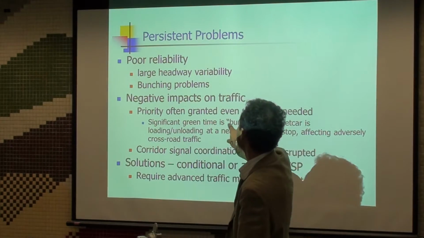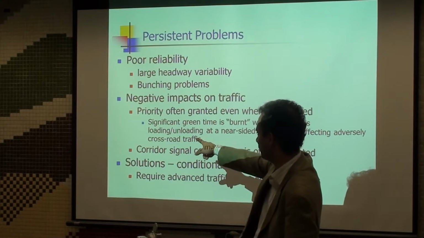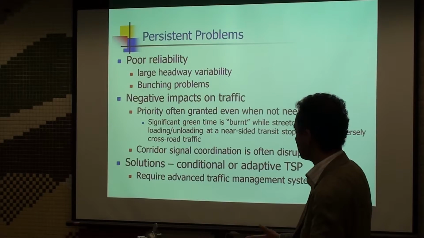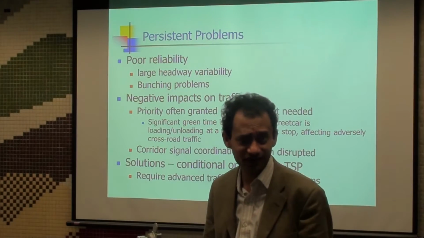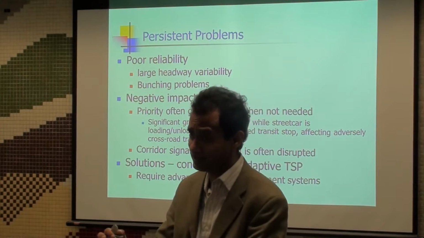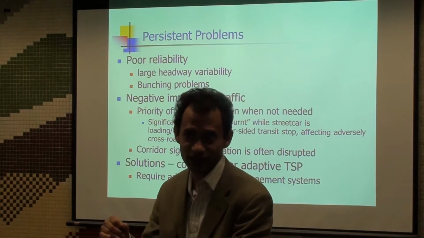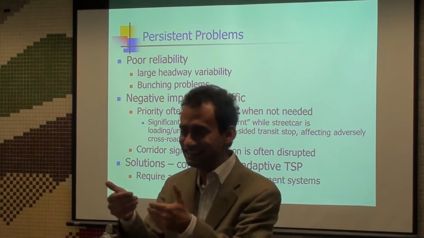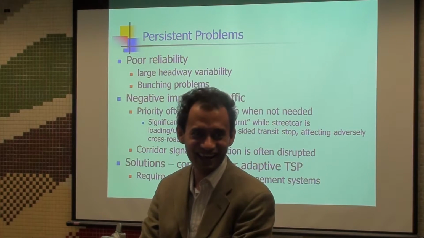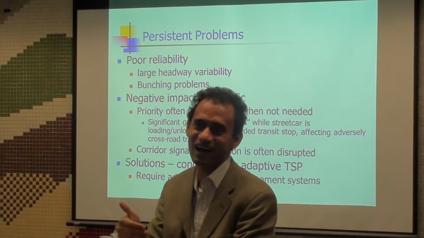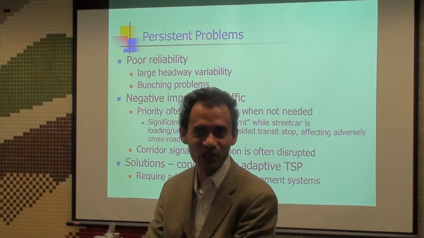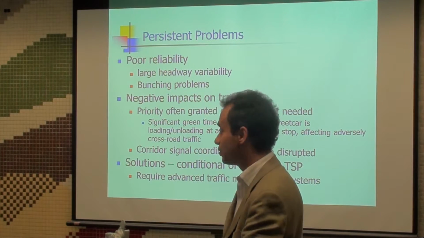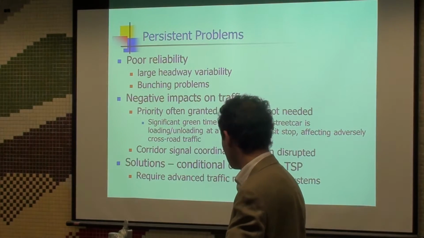Sometimes significant green time is burned while the streetcar is loading and unloading at a near-side transit stop, adversely affecting crossroad traffic. So this is for the streetcar. If you have a near-side intersection transit stop, that can be a cause, because you are detecting that transit is asking for priority signal, but it's actually loading and unloading, so the entire dwell time can get problematic.